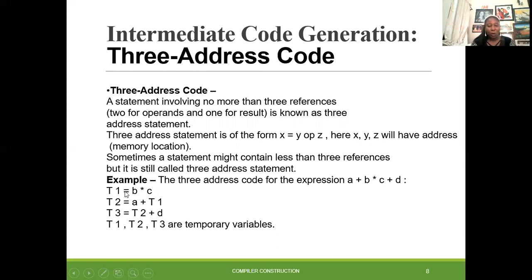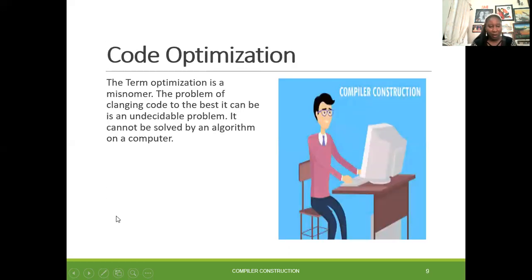But we have to continue with what we have. So how does T1 relate with the other things that we have? This is now T1. So T1 has to be added to A. So A plus T1 is now represented in T2. Beautiful. And then, of course, you have to solve the entirety of this. So all of this is represented in T2, remember. So now T2 plus D is what we now have in T3. Don't forget that T1, T2, and T3 are temporary variables.